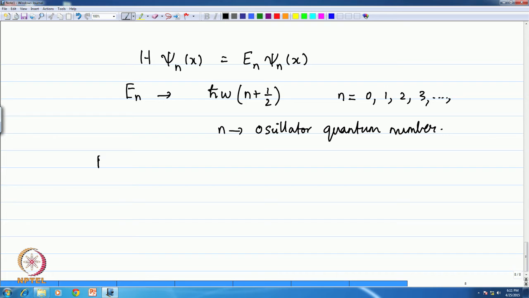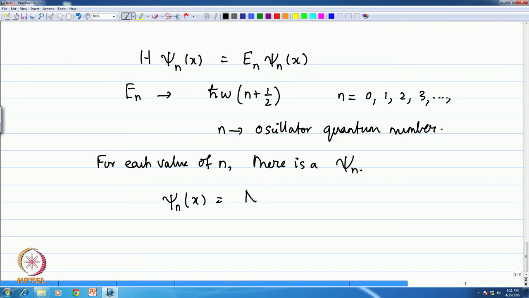And for each value of n, there is a psi n, a wave function. The general formula for psi n, when you do the mathematics, is given by a normalization constant, which also depends on this quantum number n, and an exponential of minus alpha x square by 2 times the Hermite polynomials H n of root alpha x.